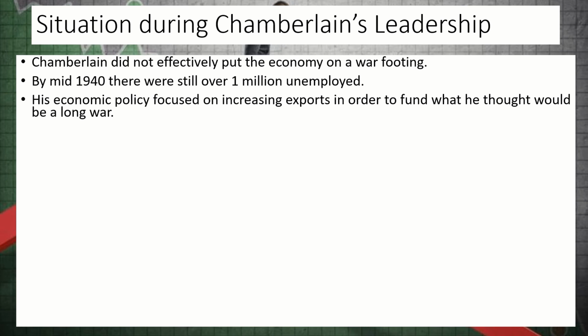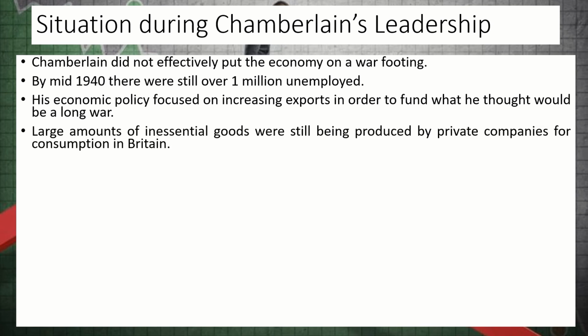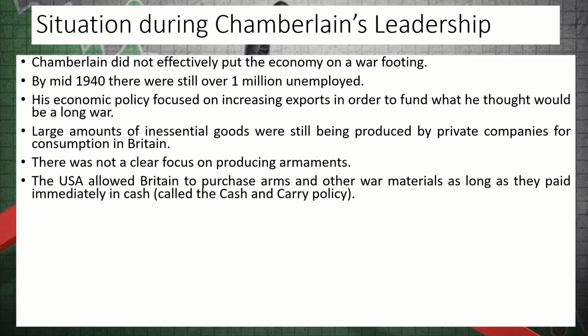Chamberlain also focused on increasing exports in order to fund what he thought would be a long war. He wanted to create a balance of payments surplus, because he thought that would mean Britain would have a lot of money, and with a lot of money they could survive in the war for a long time, whereas Germany would be bankrupt. The British were still producing a lot of inessential goods, footballs and cars for personal use, and dresses and furniture. Consumer goods that were not essential to the war effort. The British were not focused on producing armaments. There wasn't direction towards that.